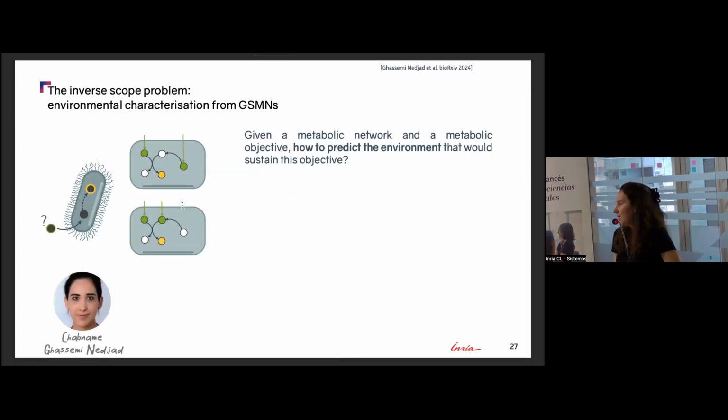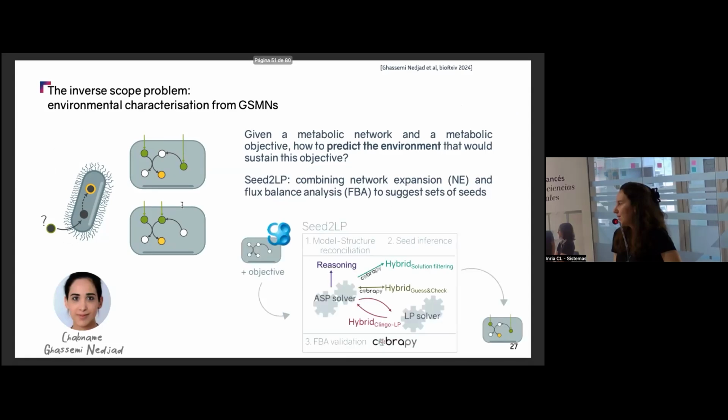And Shamnam Ghasemi-Nejad, a PhD student in the team, tries to solve the opposite problem, the inverse problem of what I explained earlier. That is, usually you predict the reachable compounds from the description of the environment, and Shamnam tries to predict the environment from a description of what occurs in the cell, or what is supposed to occur in the cell. So she designed and developed a tool called Seed2LP that uses reasoning in order to predict these sets of seeds.